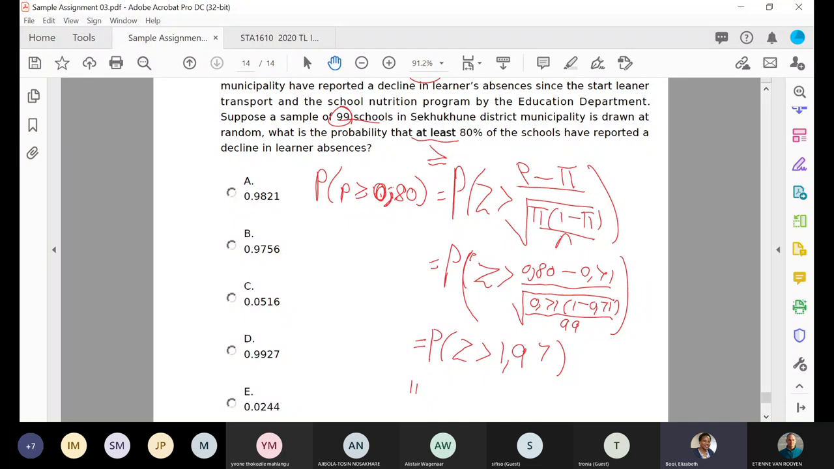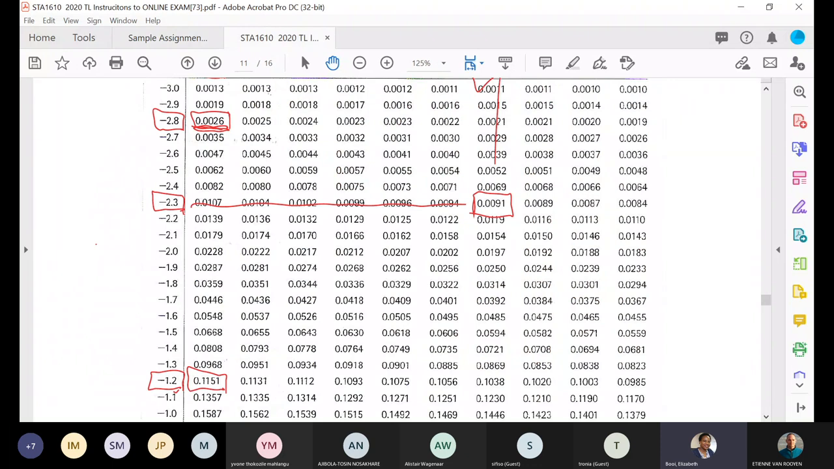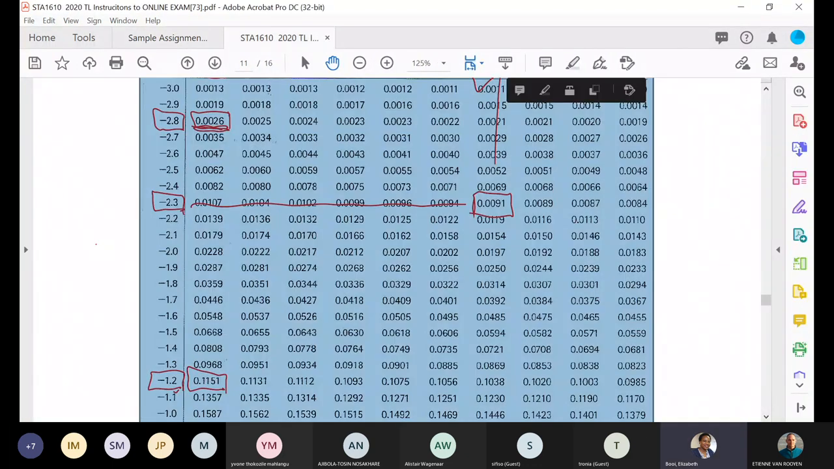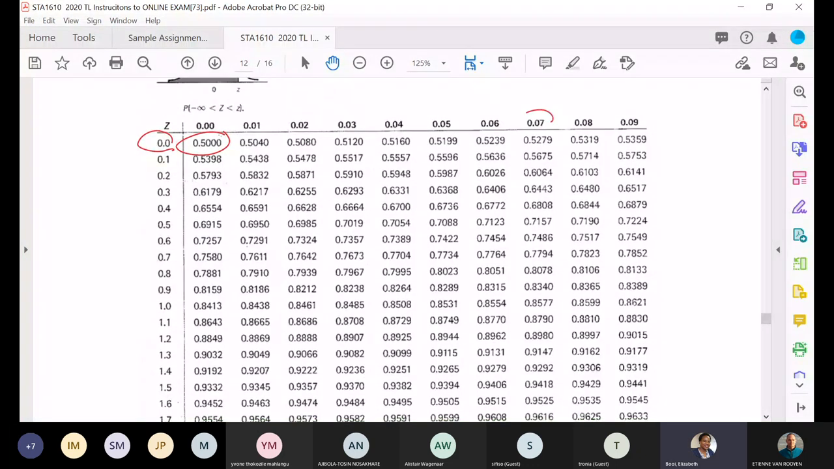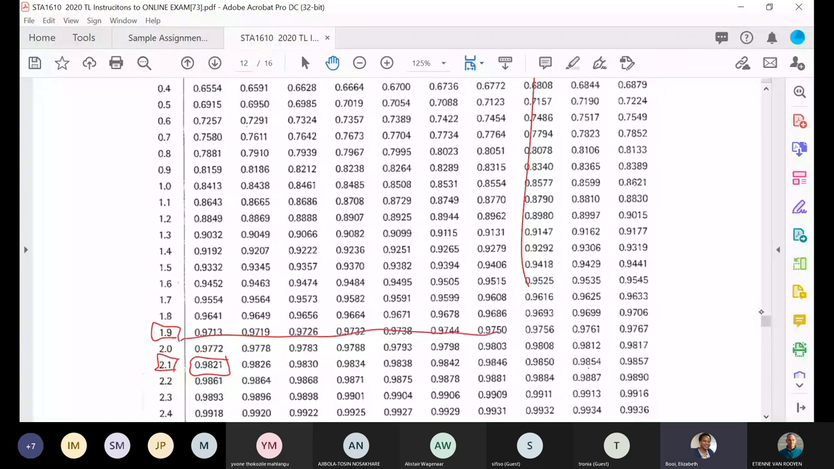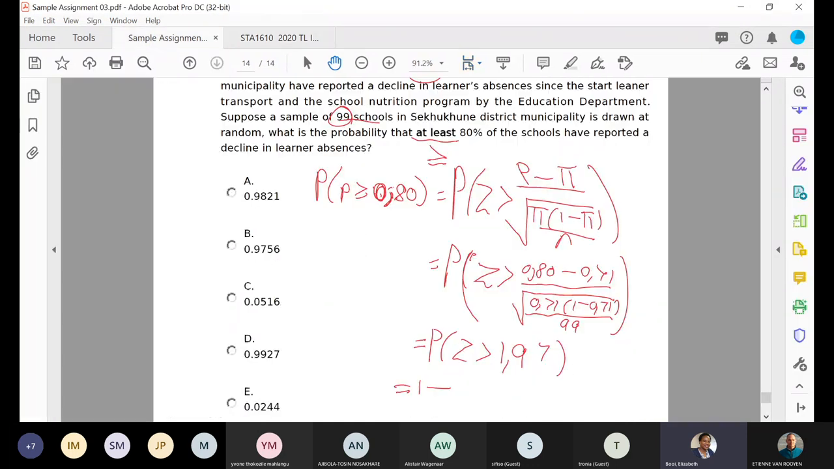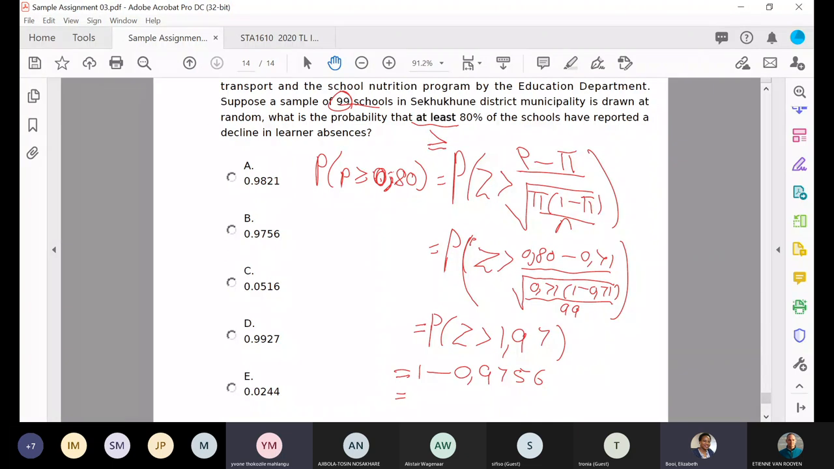Now my mind is upside down. Sorry. I want to write that the probability equals 1 minus the value we're going to find on the table. From 1.97, we go to the table on the positive side. We look for 1.9, and we go look for 7 at the top. 1.97 gives 0.9756. And that probability is equal to 0.0244, which is number E.